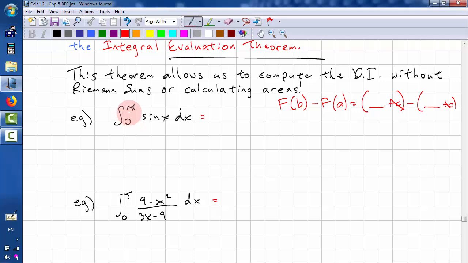Okay, so the integral from 0 to pi of sine x dx, we have the antiderivative as negative cos x, and we're evaluating from 0 to pi. So negative cos pi minus negative cos 0. So this is minus negative 1, and this is going to be plus. Cos of 0 is 1. Two negatives make a positive. So we have 1 plus 1, that's 2.